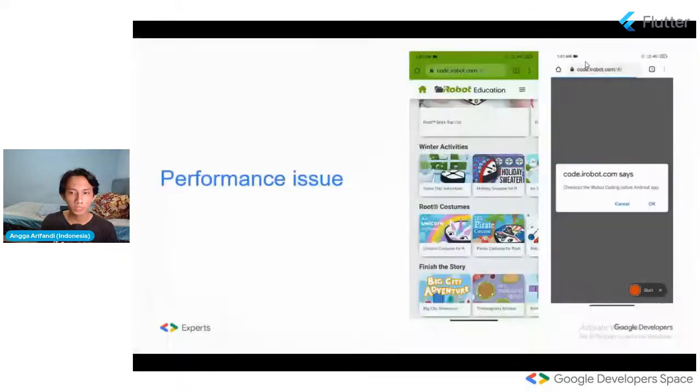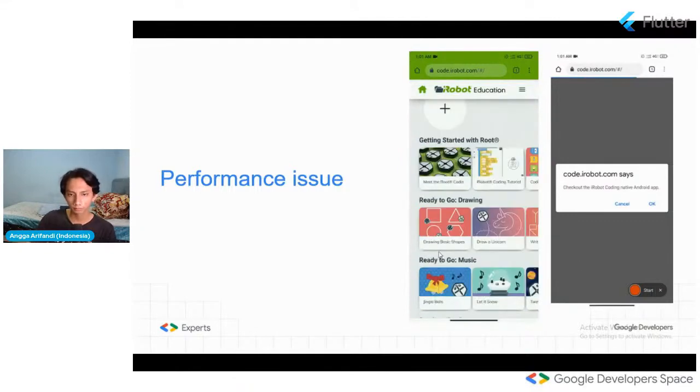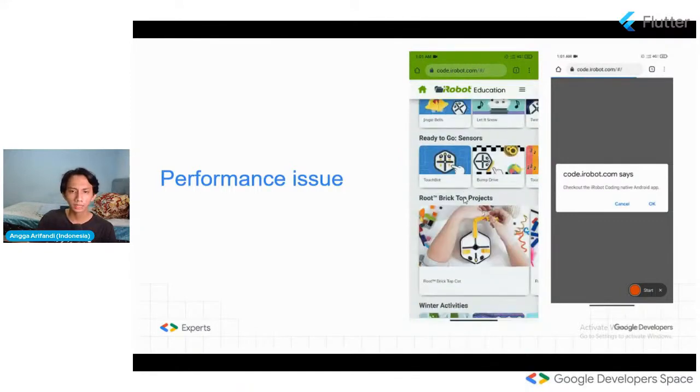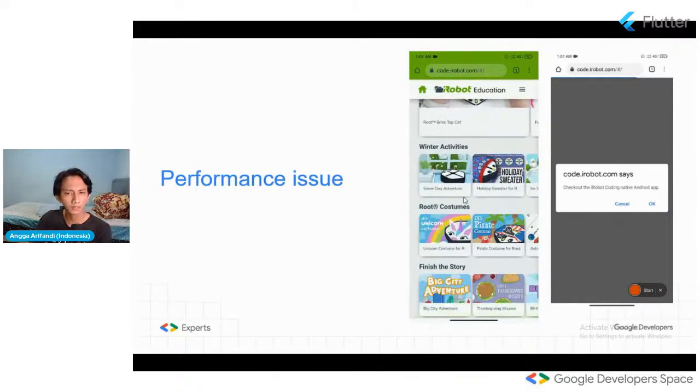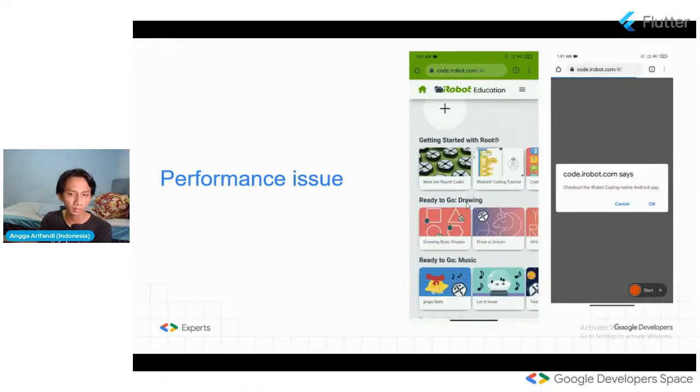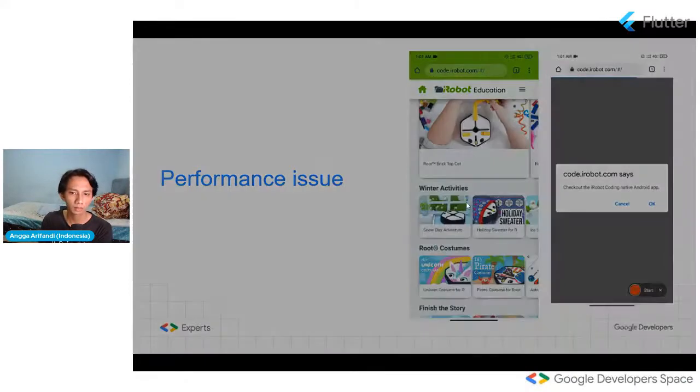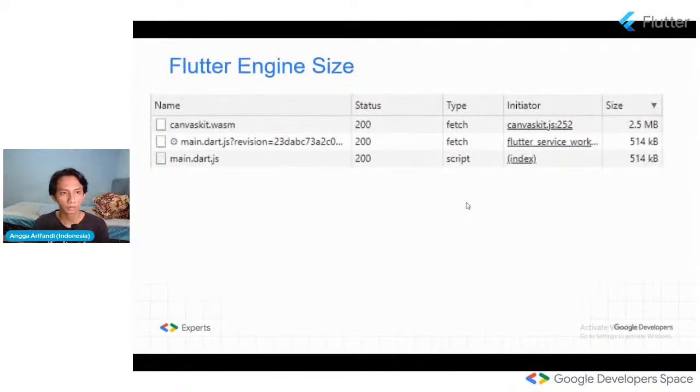Next is the performance issue. This is the website, code.irobot.com. You can see on this screenshot that it has a lot of stuttering, especially on mobile. Not sure what kind of renderer they are using, but yeah, that's another key aspect that you have to consider.